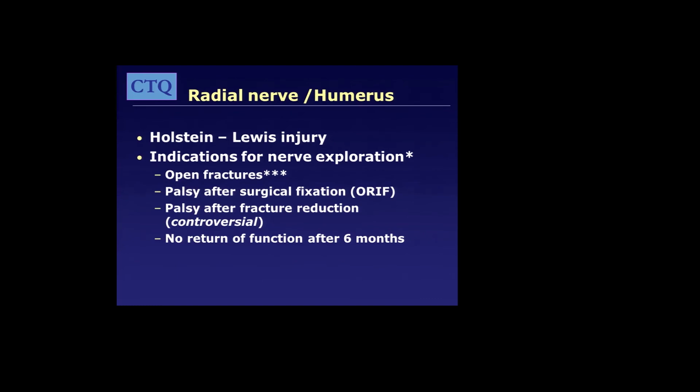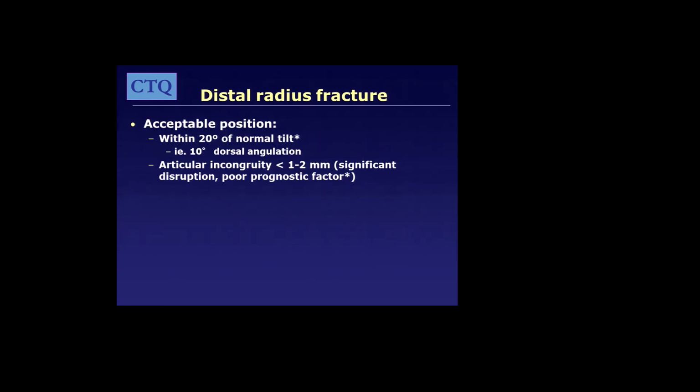For radial nerve injuries in the humerus, the best indications for nerve exploration are open fractures. There's a very high rate of concomitant nerve laceration. Palsies after surgical fixation or fracture reduction are more controversial. If there's no return of function after an appropriate waiting period, typically 6 months or so, that's a reasonable indication for exploration.